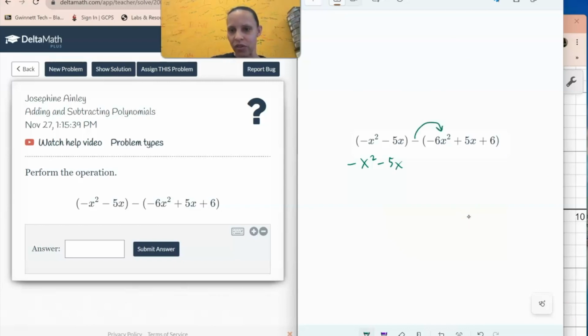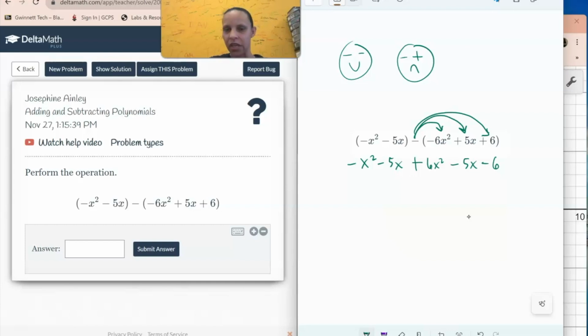Don't forget to say hi to everyone. Negative times a negative is a positive, happy face. So 6x squared. Let's distribute it to the next person. I have a negative times a positive. What's that? Unhappy, so sad face, negative 5x. And then I have a negative times a positive again, which is a sad face.